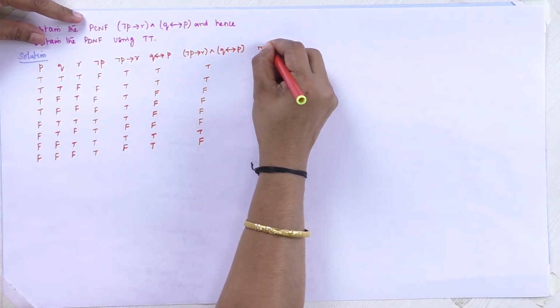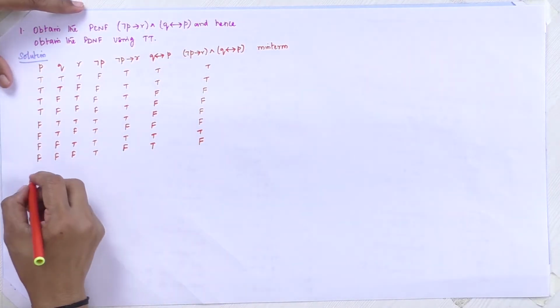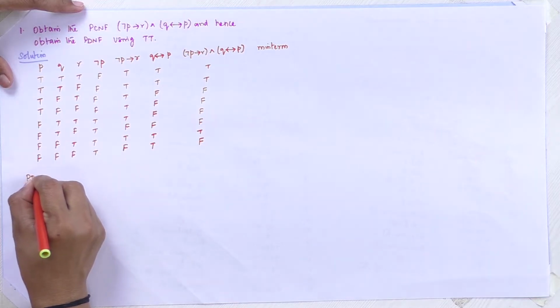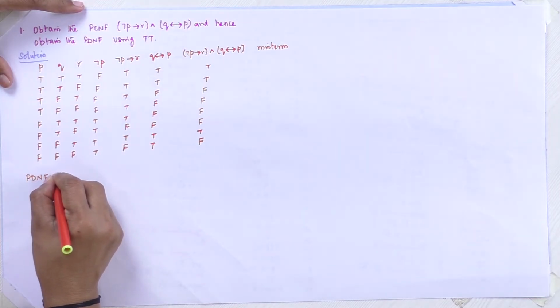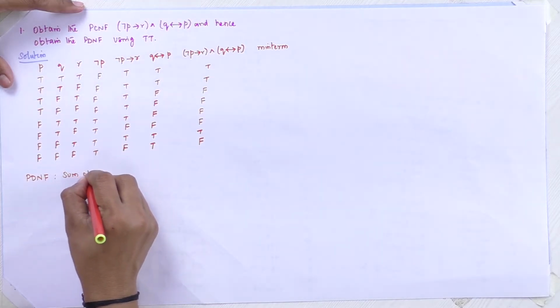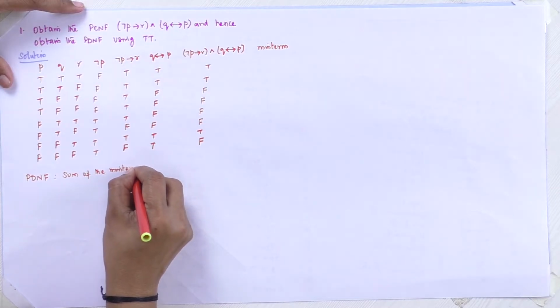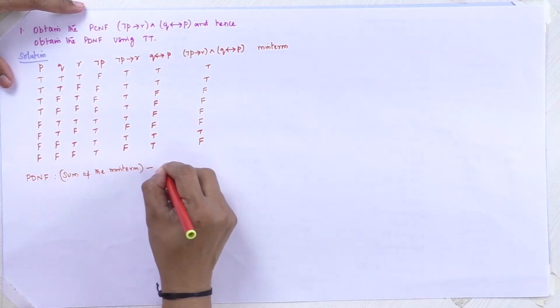Then I will have to find out the minterms. So how do I find out my minterms? First let me find out the PDNF. What does the PDNF say? PDNF says that it is the sum of the minterms whose truth value is T.